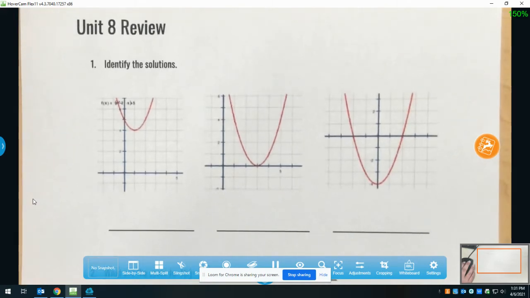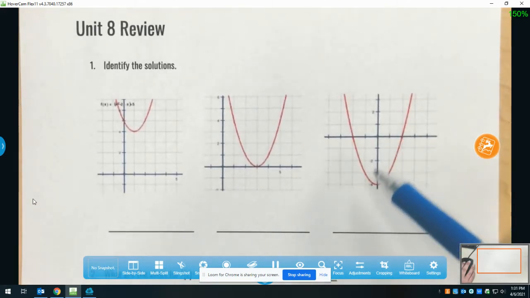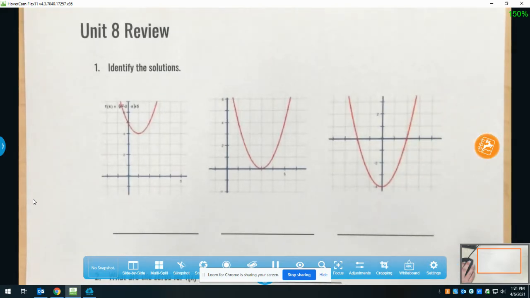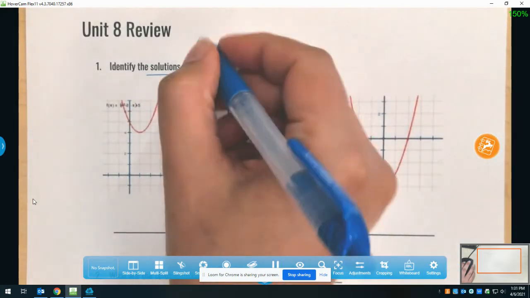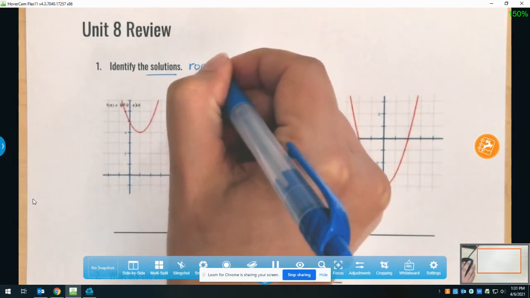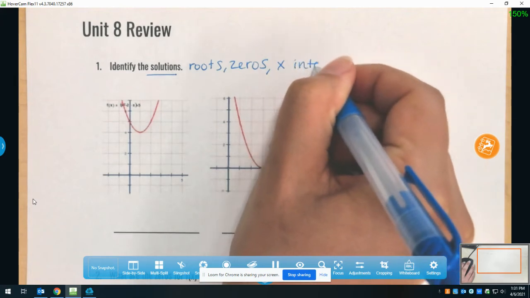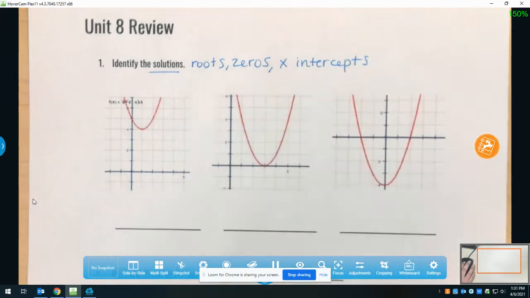So today we're going to take a look at reviewing the topics from Unit 8. Let's go ahead and jump into our first: identify the solutions. So remember, solutions, we could also call them roots, zeros, or x-intercepts. And that's all going to be asking you to do the same thing.